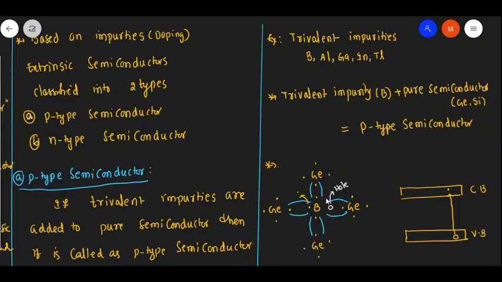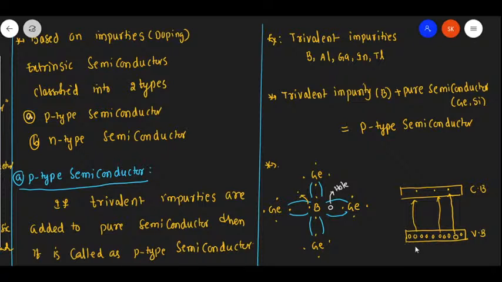Like this, due to the impurity of boron atoms, holes are generated in the valence band, and more holes will be generated because of more impurities. But some of the covalent bonds break, and due to that some electrons also jump. For example, three covalent bonds break, so three electrons jump to the conduction band. Then three holes will be generated.